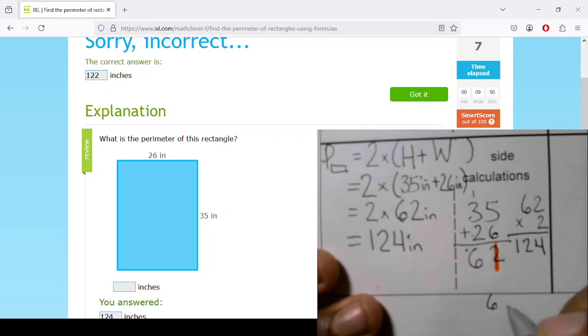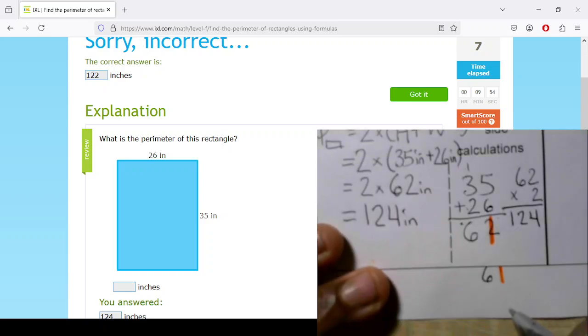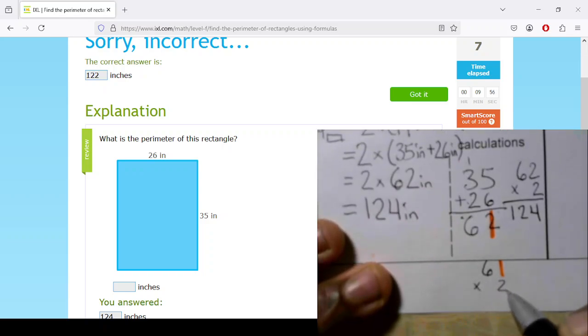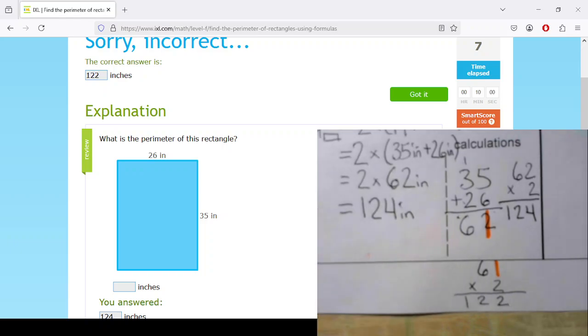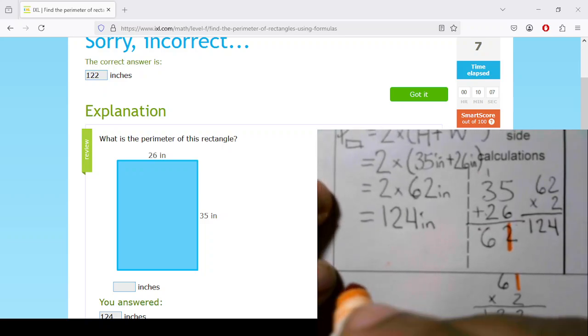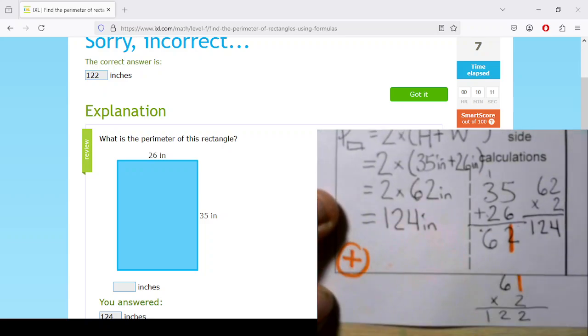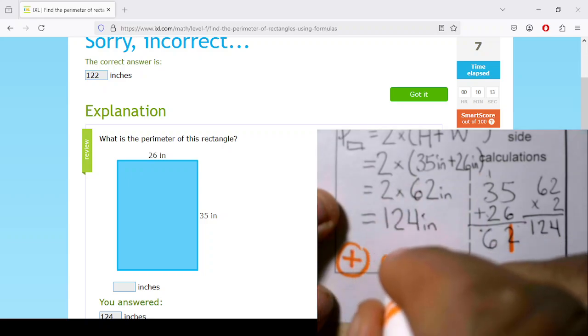So 61 times 2 will be 122. So there it is. This was an addition error. And to make a note of my addition error, okay, plus sign and circle it, and then the word error.